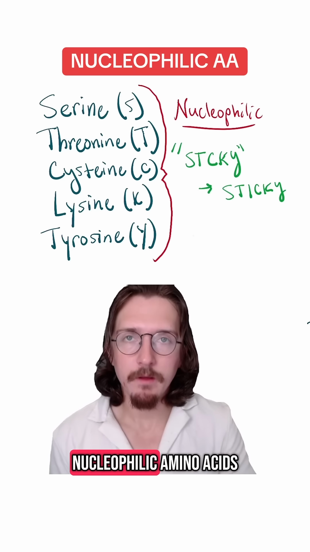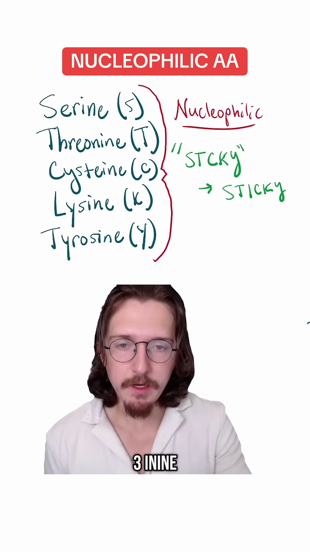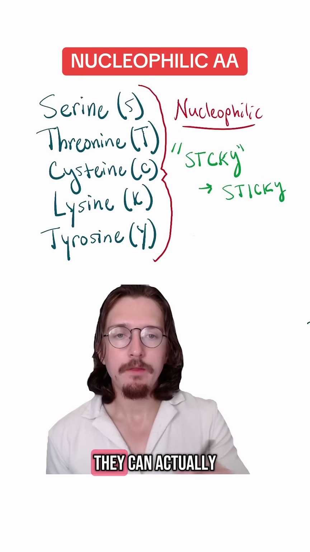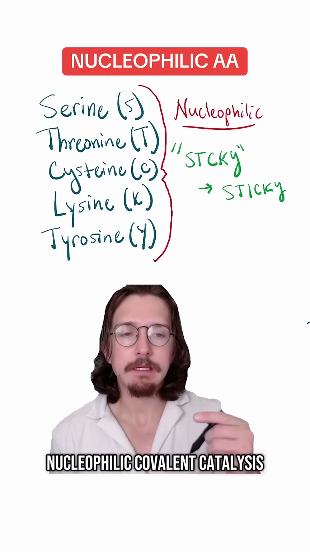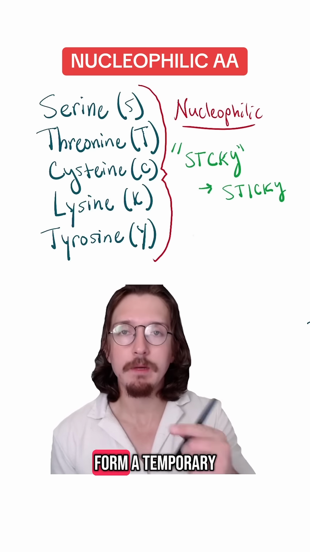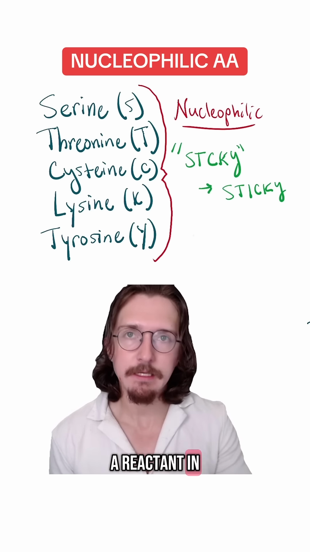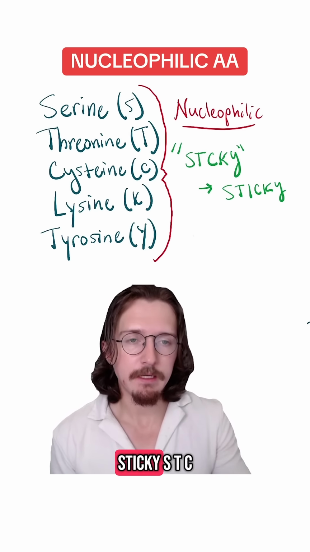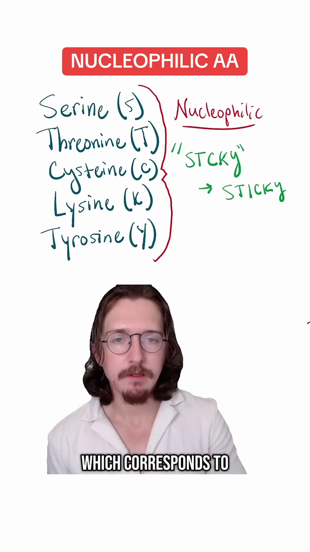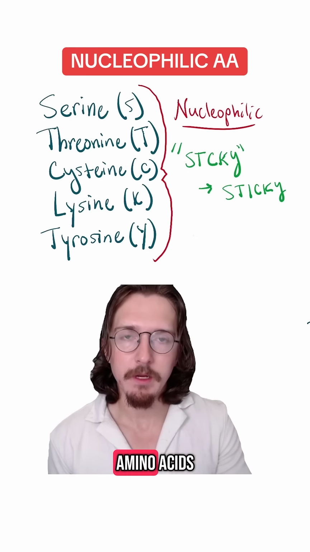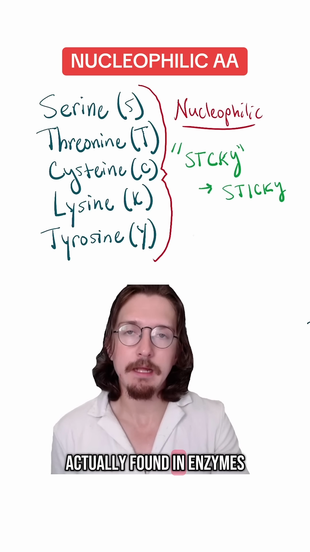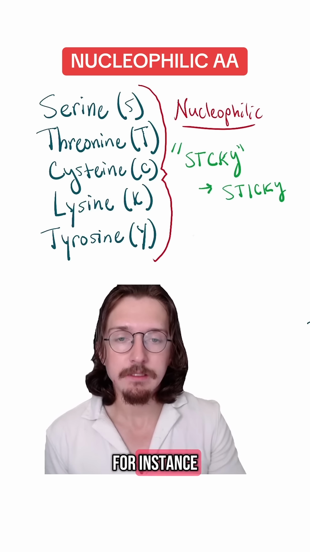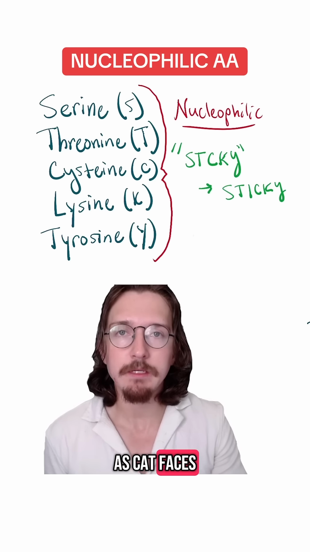Then there's the nucleophilic amino acids. These are serine, threonine, cysteine, lysine, and tyrosine. Now, because they're nucleophilic, they can actually be used for nucleophilic covalent catalysis by enzymes, where they form a temporary covalent bond to a reactant in the active site, okay? And a good mnemonic to memorize these is sticky, okay, like the word sticky, STCKY, which corresponds to the one-letter abbreviations for these nucleophilic amino acids. Now, serine is actually found in enzymes proteases such as trypsin, chymotrypsin released by the pancreas. Cysteine, for instance, is found in cysteine proteases such as caspases involved in apoptosis.